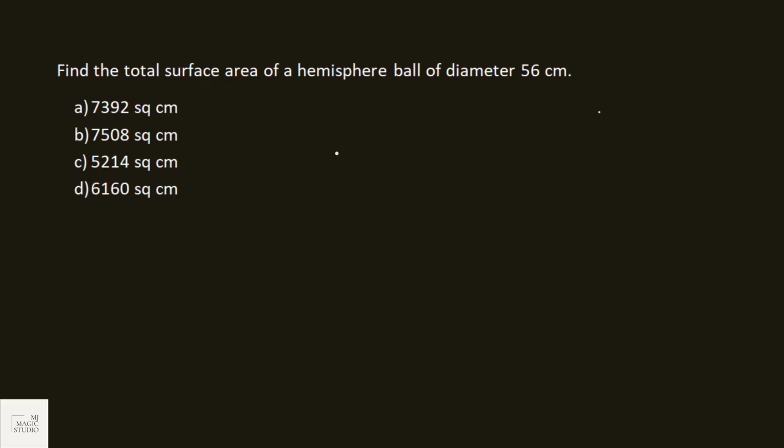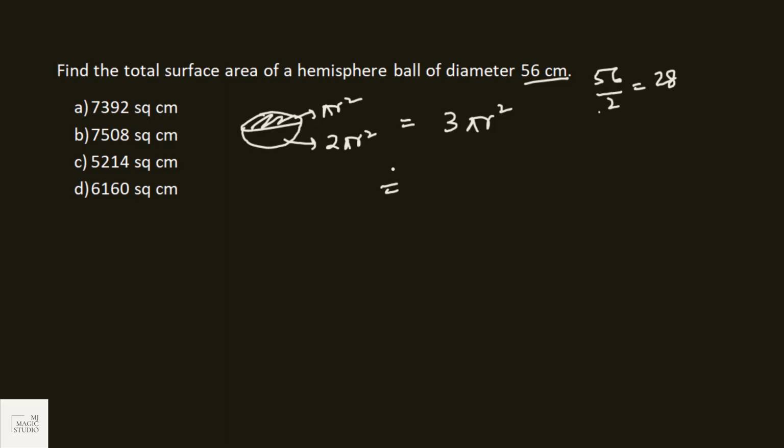A question from mensuration. Find the total surface area of a hemisphere ball of diameter 56 centimeter. You know the drill. Pause, solve, and then the solution. Hemisphere ball, total surface area is, this outer surface is 2 pi r square and this top is pi r square. So total surface area in case of hemisphere ball is 3 pi r square. R is 56 by 2, that is 28 centimeter. So total surface area should be 3 into 22 by 7 into 28 into 28 square centimeter.